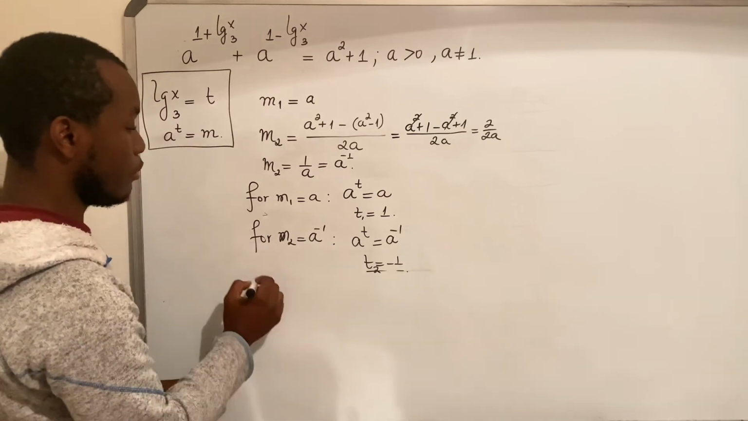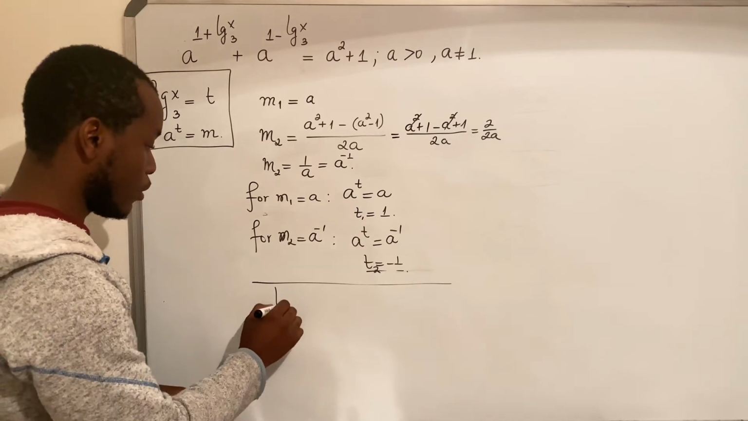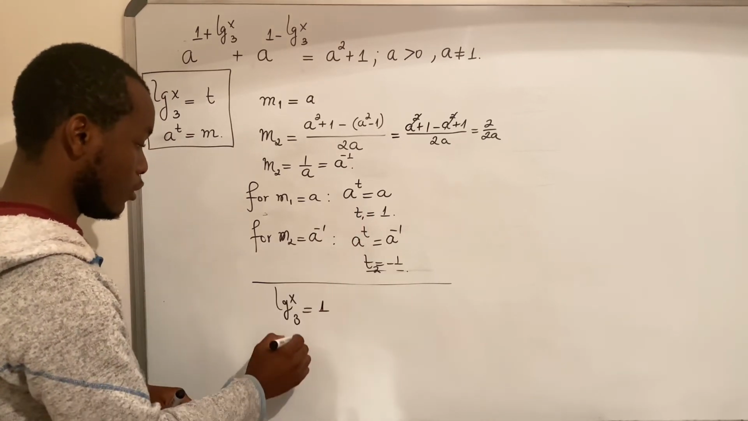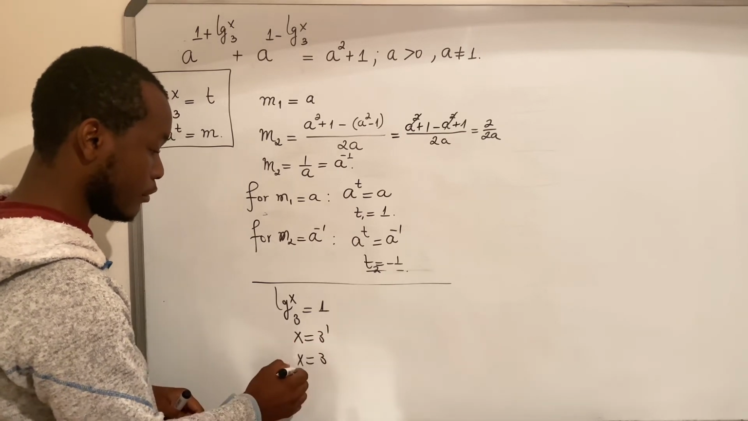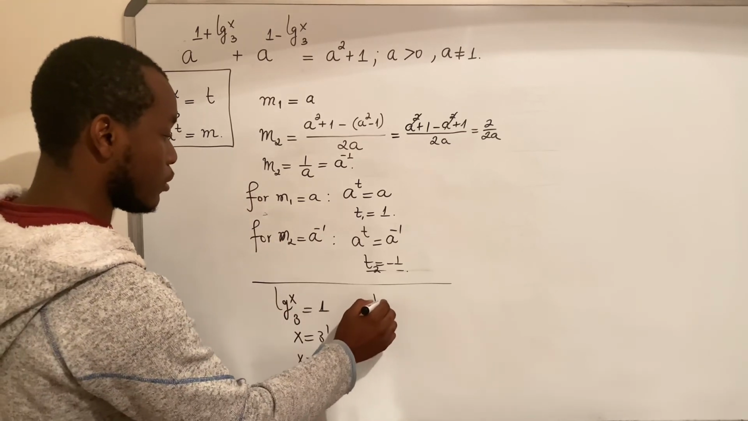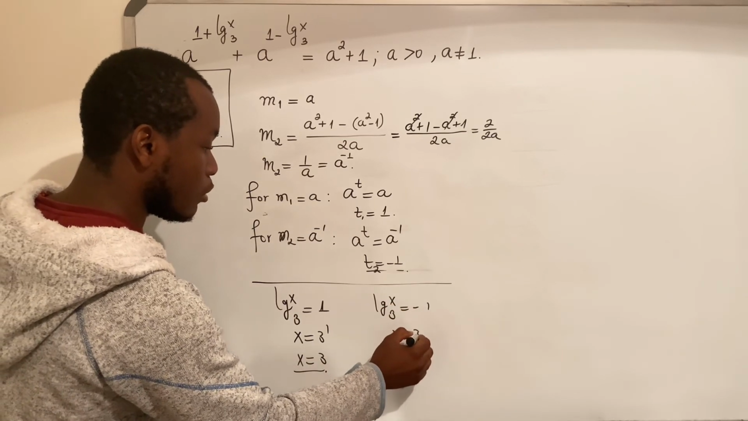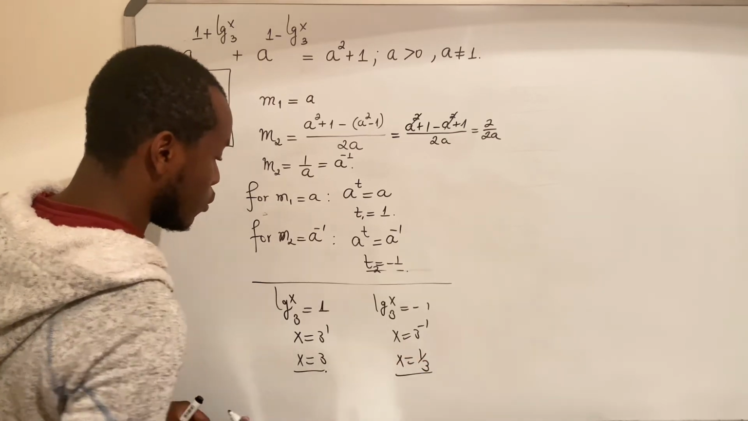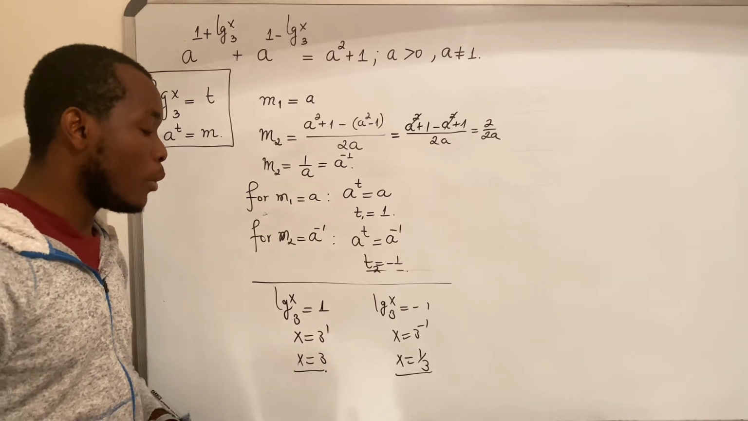So I can now substitute here to find the value of x. Log of x to the base 3 equals 1 first. That means x will be 3 to the power 1, so x will be equal to 3. That's the first one. And then for t equal to minus 1: log of x to the base 3 equals minus 1. X will be 3 to the power minus 1, so x will be 1 over 3. So that means the values of x are x equals 3 and x equals 1 over 3.